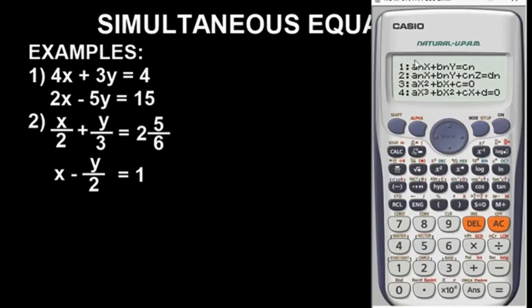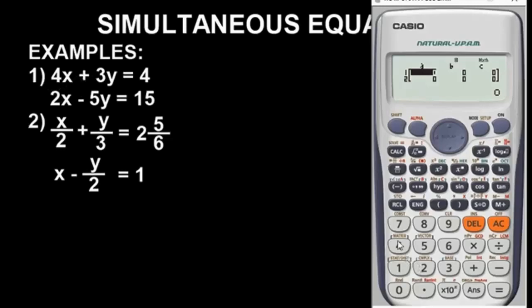Now here category 1 represents simultaneous equations for two variables, whereas category 2 is for simultaneous equations for three variables. Now category 3 here is for quadratic equation. We're not doing quadratic, we're doing simultaneous. That means we'll either make use of one or two depending on the variables we have. So for example 1, we are going to use category 1 since example 1 is involving only two variables. So we press 1.